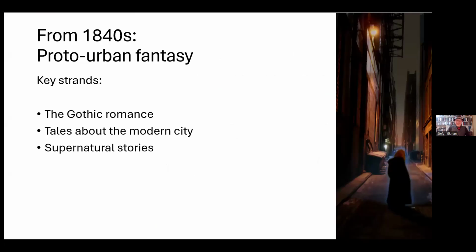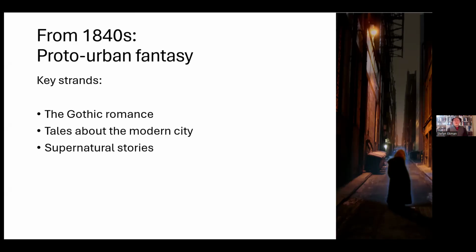Now, those three key strands are the Gothic romance, the tale about the modern city, and supernatural stories. Before those three came together, I don't think there's any point in discussing whether it's proto-urban fantasy, because in that case, all literature is proto-urban fantasy, or proto anything you like, really, because nothing came from nothing, as it were. Someone actually suggested in one of the texts I read that the Gilgamesh epic was the first urban fantasy story. I feel that I have to disagree, but it is an interesting thought.